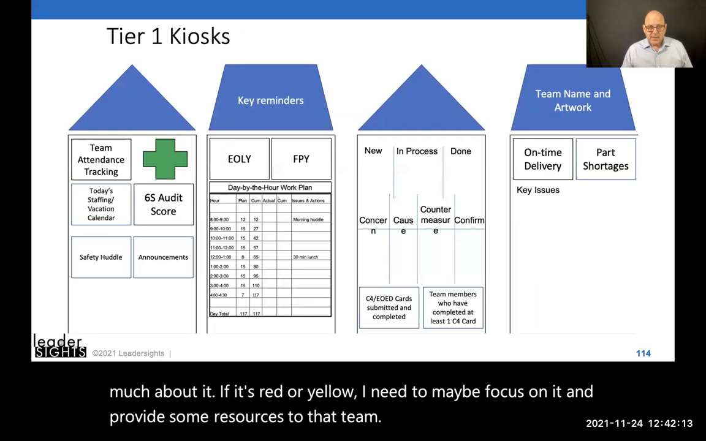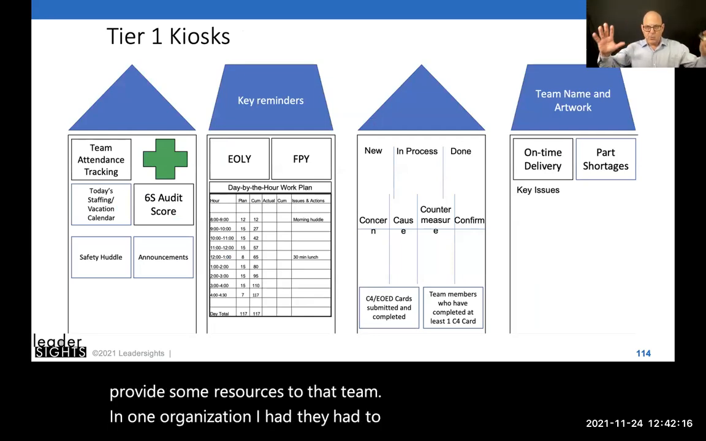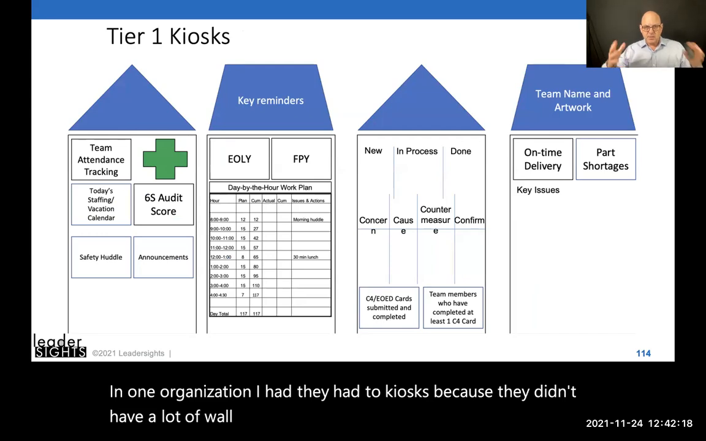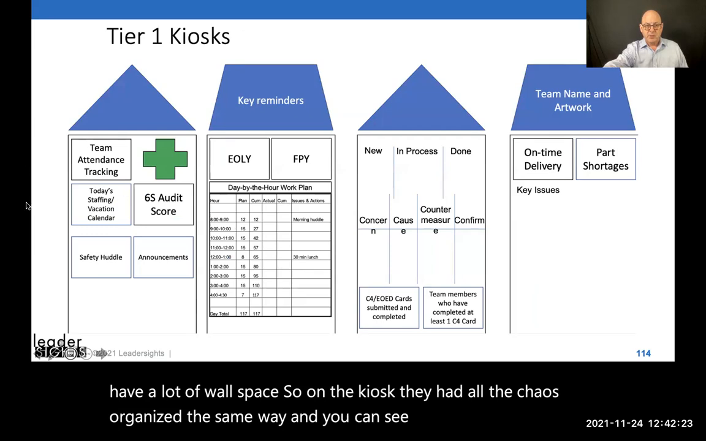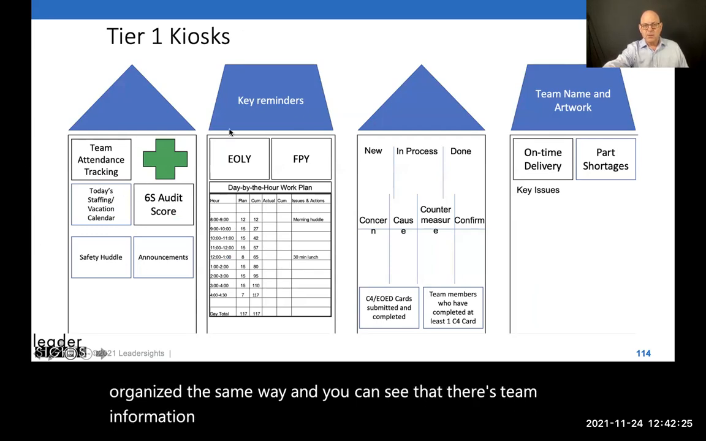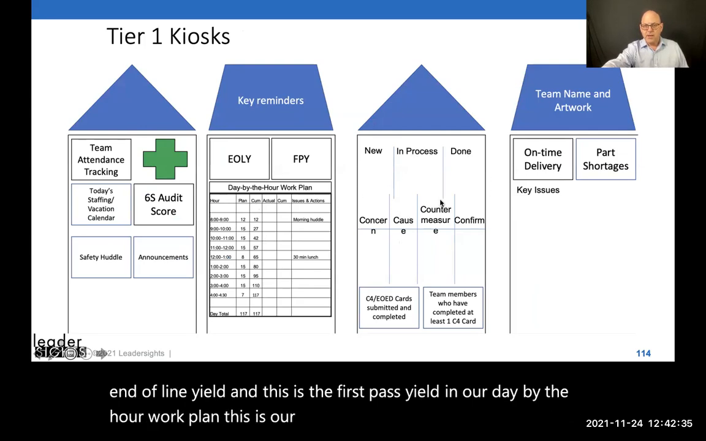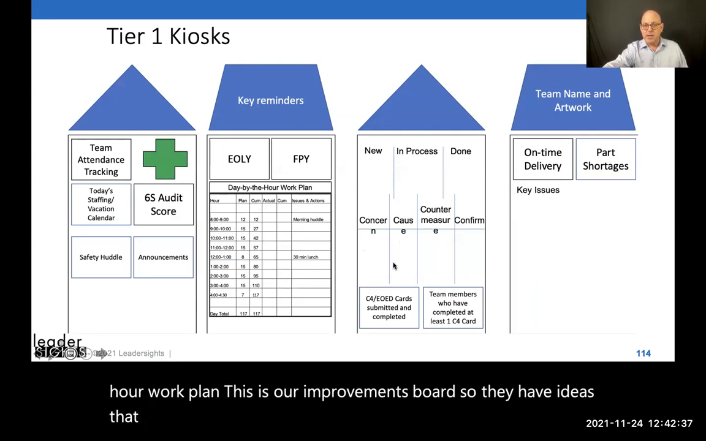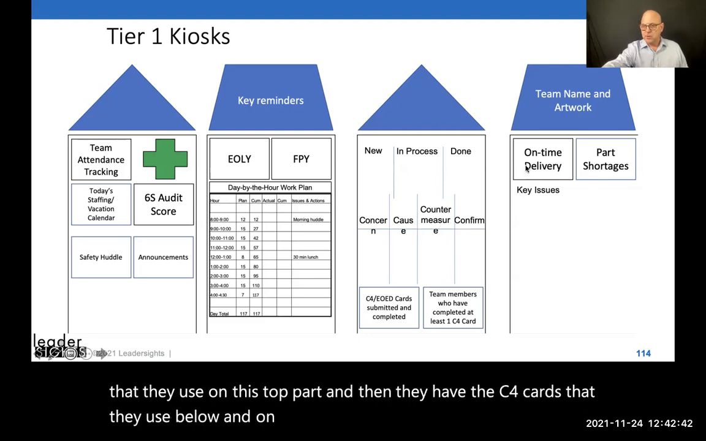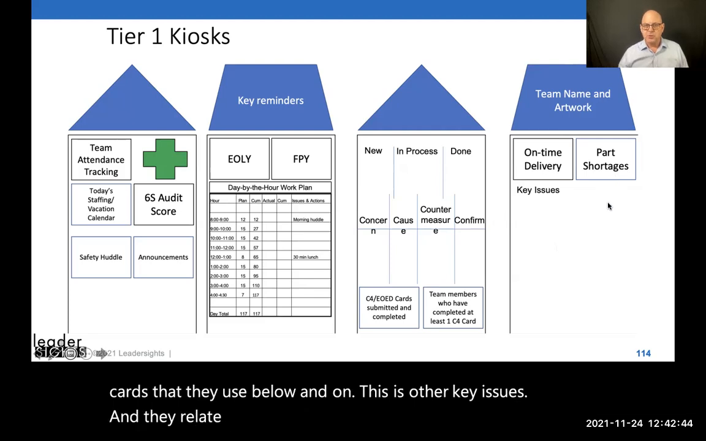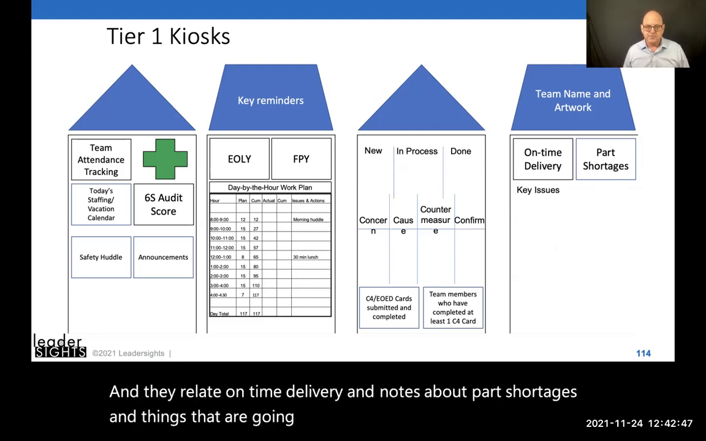In one organization, they had kiosks because they didn't have a lot of wall space. So that on the kiosk, they had all the kiosks organized the same way. And you can see that there's team information and safety on one. There's the productivity. This is the end of line yield, and this is the first pass yield in our day by the hour work plan. This is our improvements board. So they have ideas that they use on this top part, and then they have the C4 cards that they use below. And on this is other key issues, and they relate on-time delivery and notes about part shortages and things that are going to impact their work.